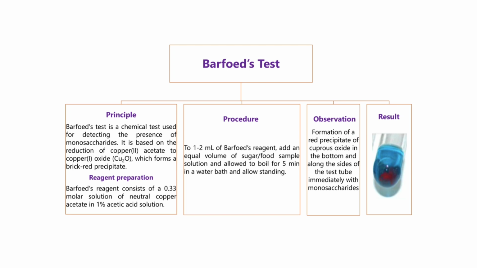The procedure involved in Barfoed test is that take around 1 to 2 ml of the Barfoed reagent and add equal volume of the sample given to you and allow to boil by placing it in the boiling water bath for 5 minutes and check for the presence of a red precipitate at the bottom of the tube as it is shown here, or the red precipitate will be formed along the sides of the test tube. This confirms the presence of glucose.